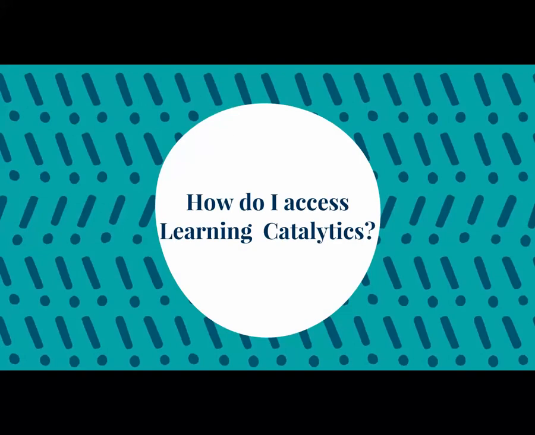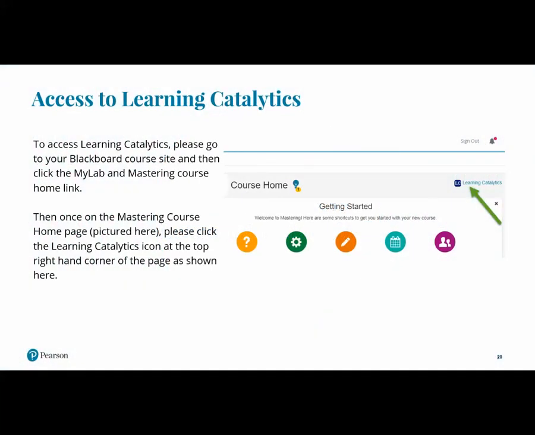When it comes to Learning Catalytics, what you'll see when you cross over to the course home is a small Learning Catalytics icon in the top right-hand corner. So it's pictured here on this slide, and that's where you can go from Mastering into Learning Catalytics. So if you're trying to join Learning Catalytics for the first time, you would go to your Blackboard course site, you can click the MyLab and Mastering course home link, and then this Learning Catalytics, or the LC icon, shown here.